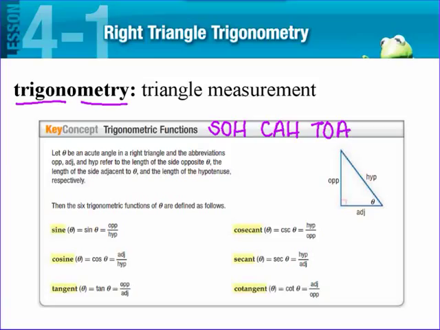If you look at our diagram, our right triangle right here, based on angle theta, I've labeled all the sides. Remember, I have my opposite side, which is opposite the angle. My adjacent side touches the angle, and my hypotenuse is always the side opposite the 90 degrees. What else do you know about the hypotenuse in comparison with the opposite and adjacent sides? Longest. It's the longest side. So your hypotenuse is always your longest side. So sine equals opposite over hypotenuse, cosine equals adjacent over hypotenuse, tangent equals opposite over adjacent.